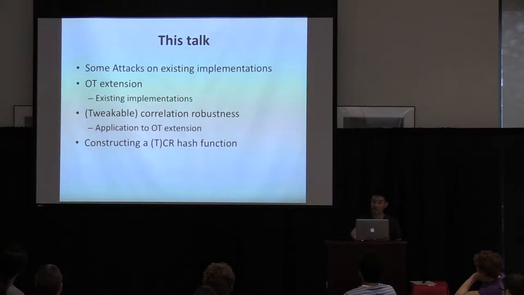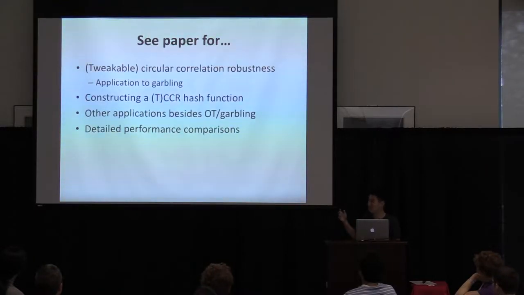Because of the time limit, I will mention some of the parts for OT extensions and some hash functions. I will ignore the other parts related to garbling, some circular correlation robustness, and some other applications beyond garbling and OT. You can check them in our paper.